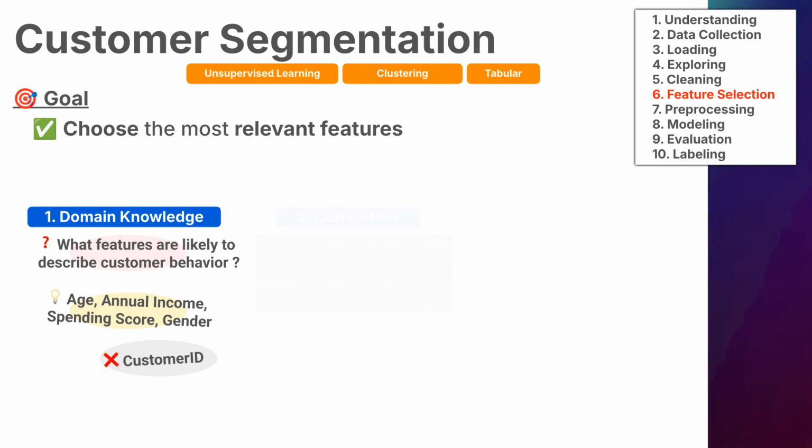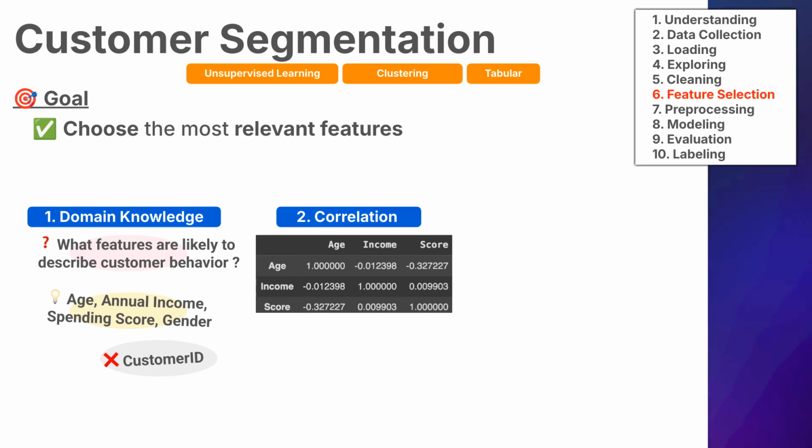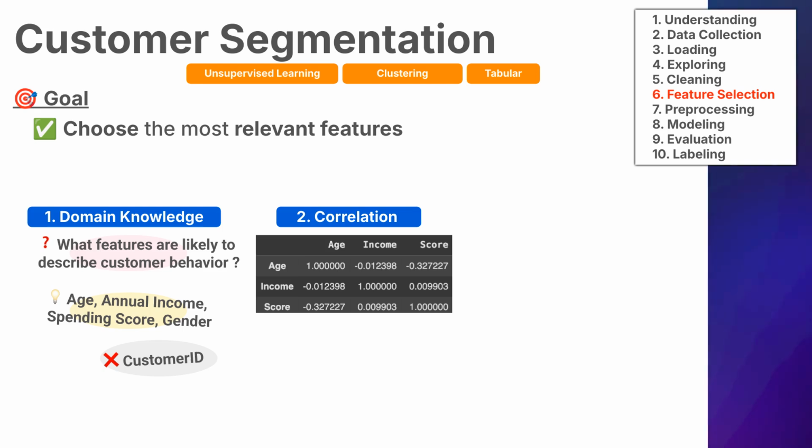Next, let's check the correlations between features. It helps spot redundancy. If 2 features are very similar, you can drop one. But at a glance, it seems there is no strong correlation between these 3, which means each feature provides different independent information for clustering. That helps the algorithm find better separation.